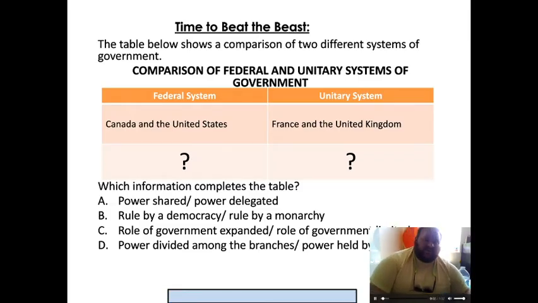All right, time to beat the beast. The table below shows a comparison of two different systems of government, a comparison of federal and unitary systems of government. Canada and the United States, unitary systems, France and the United Kingdom. Which information completes this table?